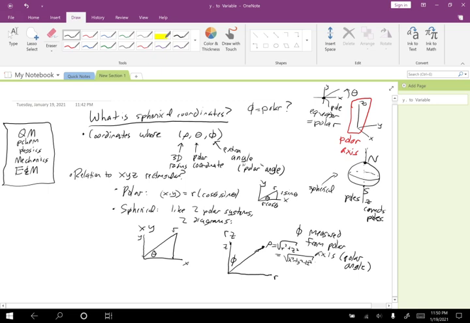Okay? And once you have this triangle, you can then deduce that z is equal to rho cosine phi, and r is equal to rho sine phi. So we can write the equations. They're x equals r cosine theta, y equals r sine theta. That's for the xy diagram. And now for the z diagram, we'll have r equals rho sine phi, and z equals rho cosine phi.